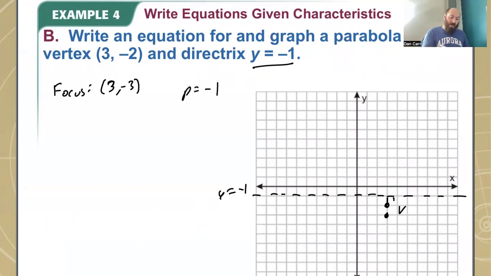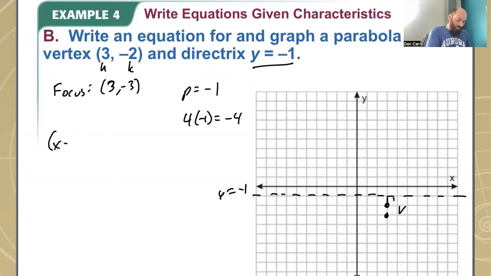That's going to help me find the equation, because if I take 4 times negative 1, that's going to give me negative 4. Now I have everything I need to write my equation out. I have my vertex h and k. I know my equation is going to look like this for a vertical one. It's going to be y minus k is equal to 4. Sorry, wrong thing. Let's come back on that one.